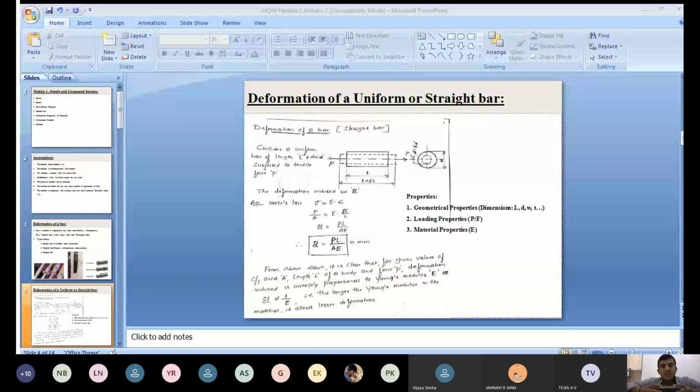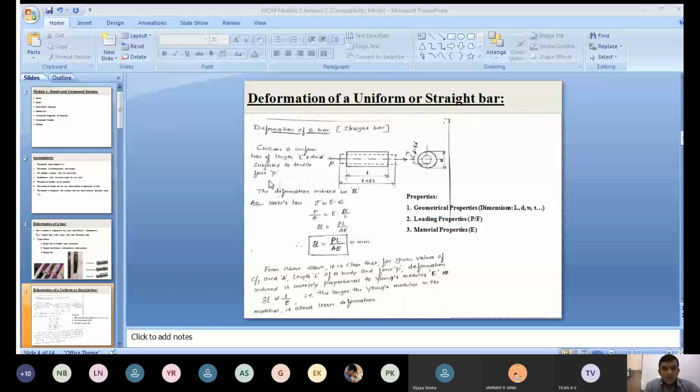What is the loading property? Loading property means the external applied force, a P, tensile load. Or sometimes instead of P, we use F also. Symbolically, the load is represented as F or P. That is the second property, the loading property. The third one is the material property. What is the material property here? It is Young's modulus. That is important here. The material property is Young's modulus. Right? These are the three properties you should remember.